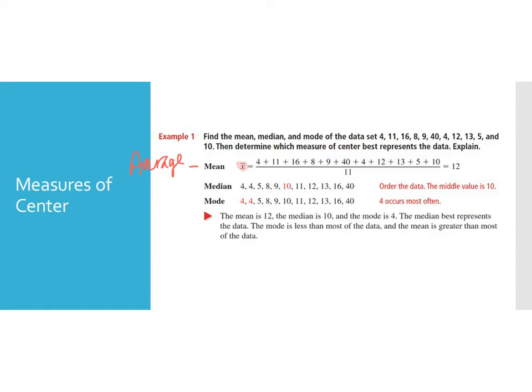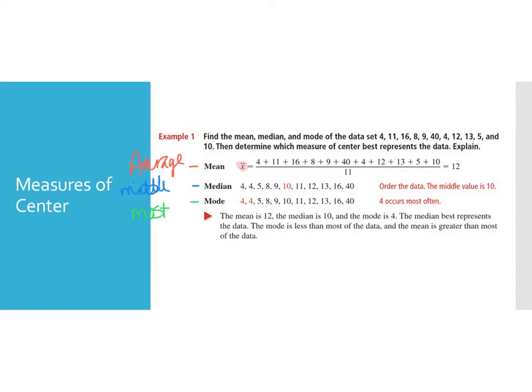Up next we have median, and median is the middle number. I always remember the middle of the road is called the median. If you happen to have two middle numbers, you're going to add them together and divide by 2. You're taking the average of the two middle numbers. And mode is the number that occurs most often. You can have multiple modes, but they all have to occur the same amount of times.